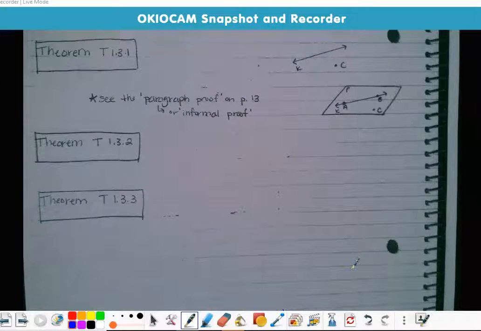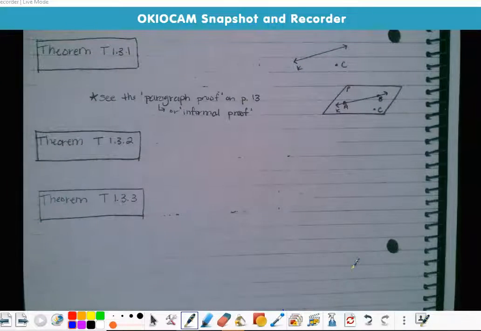Then flip over to the back, and we'll get into a couple theorems. Our first theorem. So theorems, sometimes they have names. Like, have you ever heard of the Pythagorean theorem? Yep. Okay. Sometimes again, they'll just have this notation. So it's T for theorem, and then 1 for chapter 1, point 3 for section 3, and point 1, the first one introduced in the section.